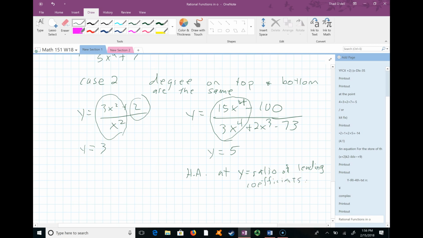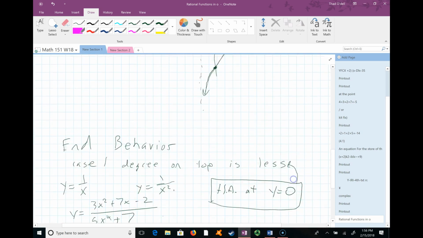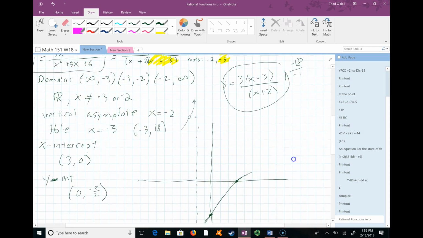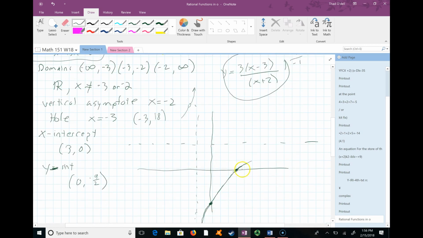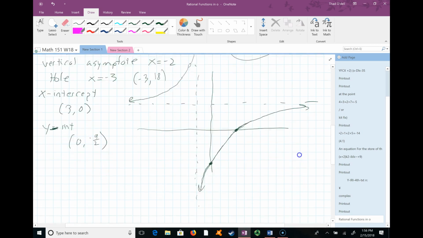Okay, so if we go back up to our original guy, that is a case 2, isn't it? So it looks like the ratio of the leading coefficients would be 3. So this thing has a horizontal asymptote at y equals 3. If you go up to 1, 2, 3 and put a little dotted line, that really makes sense with what we've already got drawn, doesn't it? You can see this thing going up and flattening out, this thing coming down and flattening out. And that is the graph.